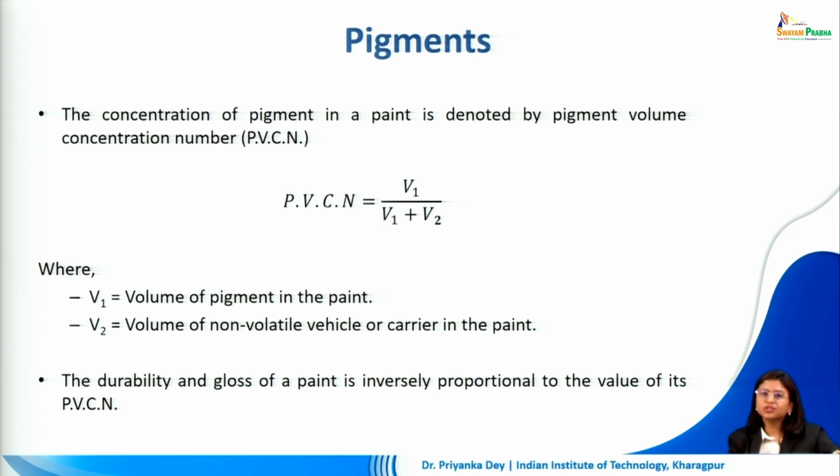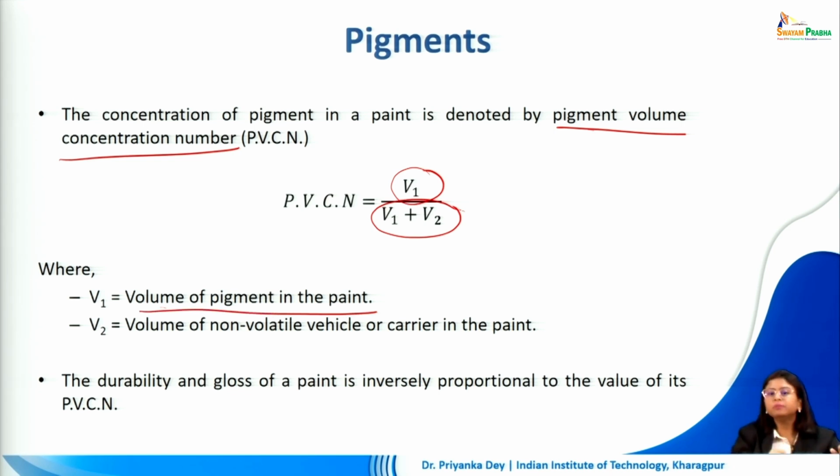The concentration of pigment in a paint is denoted by something called the pigment volume concentration number, or the PVCN. Now, how do we calculate the PVCN? The formula for it is V1 divided by V1 plus V2, where V1 is the volume of pigment in the paint and V2 is the volume of the non-volatile vehicle or carrier in the paint.